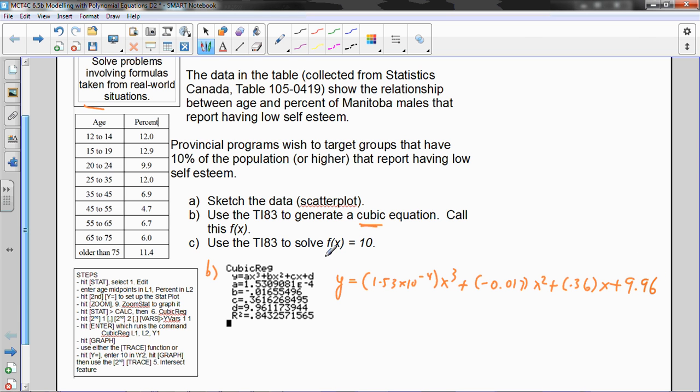I'm going to call that f of x. Okay, whoops, not y, it's f of x. And then we want to use the TI-83 to solve when this function is equal to 10. And remember, this f of x function was a model that the calculator generated to show, for a bunch of ages, what percent of the population had low self-esteem. So we want to know when that's equal to 10.